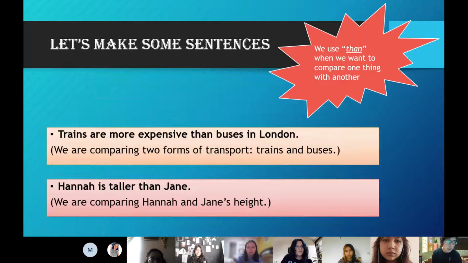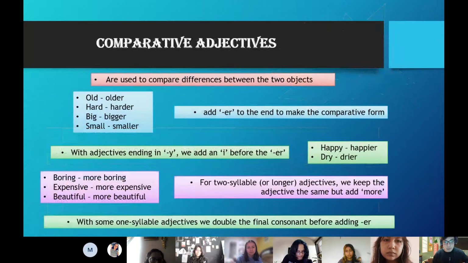Okay, so with these rules, I can tell you that this is for all the adjectives that you know. Estas reglas son aplicadas en todos los adjetivos que ustedes conozcan. Cualquier adjetivo, small, big, hard, old, young, cute. Entonces, es algo que deben tomar mucho en cuenta. It's something that you have to take into account.